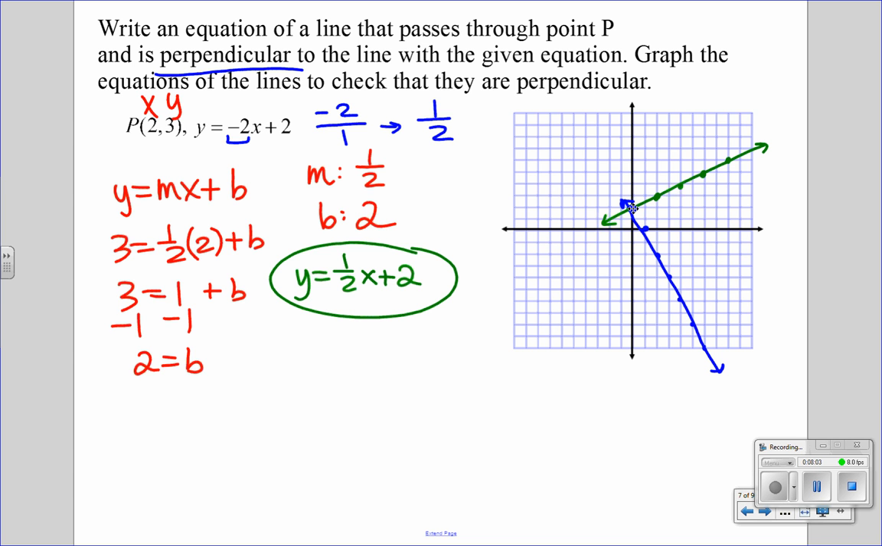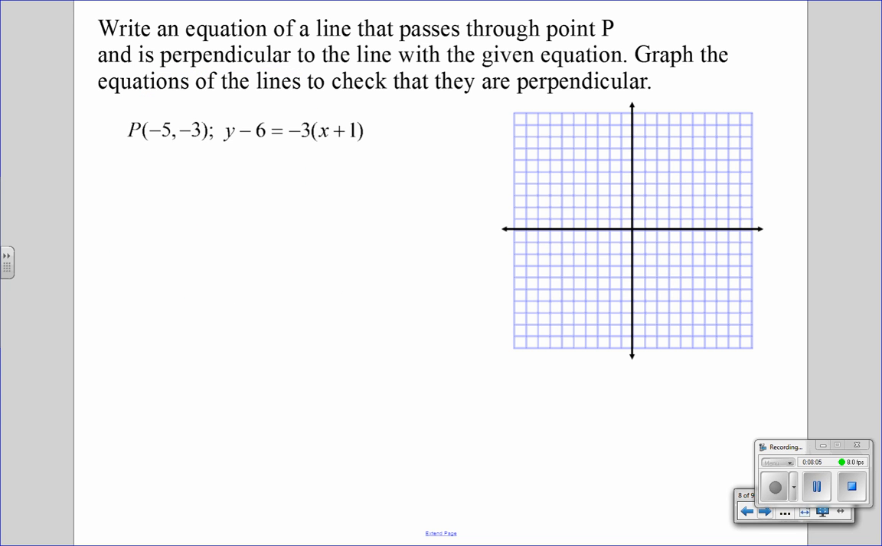All right, I have one more example for perpendicular. Make sure that we see that is perpendicular. Okay, and this time, once again, I didn't give you an equation in slope-intercept form, so we're going to have to get the y by itself. So first thing we're going to do for this one is distribute. So we have y minus 6 equals -3x minus 3. We add our 6, so y will equal -3x plus 3.